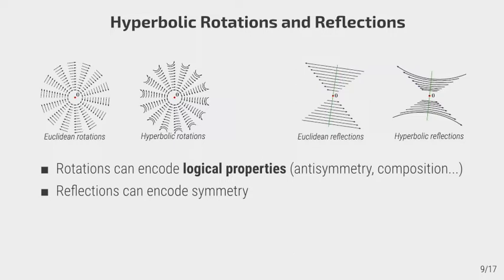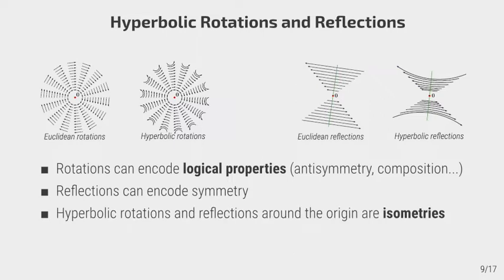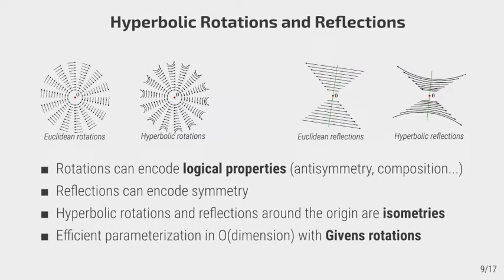This leads us to the question of how we can parameterize these rotations and reflections in hyperbolic space, since Euclidean operations usually don't apply there. Luckily, on a specific model of hyperbolic space, the Poincaré ball, and when these operations are centered around the origin, then hyperbolic rotations and reflections coincide with their Euclidean counterparts and are isometries of the hyperbolic space. That is, the geometry of the space is preserved after applying these operations. In practice, we can parameterize these operations efficiently with Givens transformations, and I invite you to take a look at the paper if you're interested in technical details here.